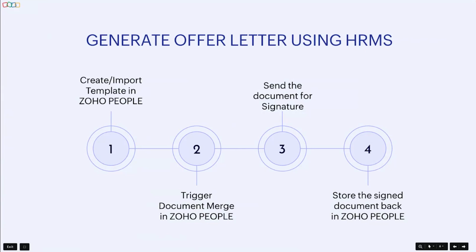Sure. So before we get into the demo, we can just go ahead and look at the flow on how it can be configured in order to achieve this. So here, as you can see, the first step would be to import the template into Zoho People and then use a field and trigger the document merge using Zoho People and the custom workflows that is available. And furthermore, you can send the document for signature, and using a custom function, you can store the signed document back into Zoho People. So let me quickly jump over and show you from scratch on how this automation can be achieved.